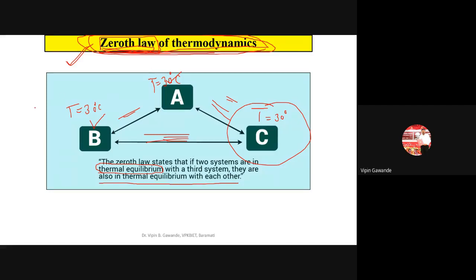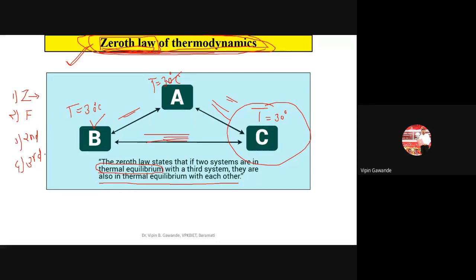How many laws of thermodynamics are there? Total 4 laws. First is the zeroth law of thermodynamics. Then we have the first law of thermodynamics, the second law of thermodynamics, and the third law of thermodynamics. So in total we have 4 laws of thermodynamics.